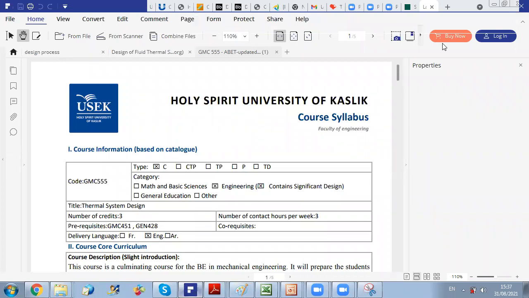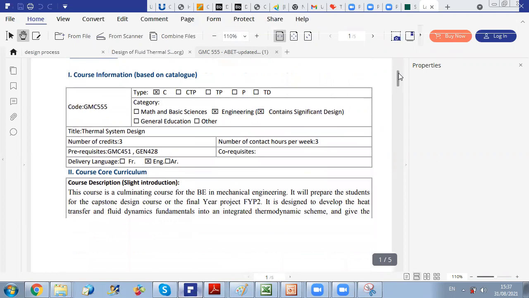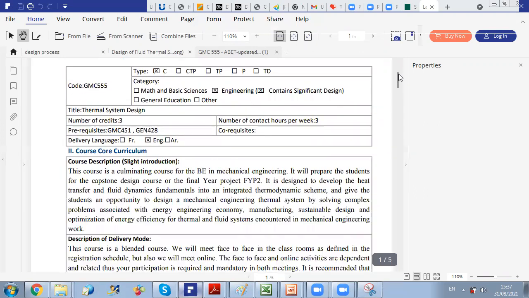It's a design course. We will interact together to work on design projects, and we will introduce different engineering concepts in this course. So first, I will go briefly over the syllabus before we start the first chapter of our design course. So mainly, this course is a course for the BE in Mechanical Engineering, and it will prepare you for the capstone design course and the final year project.